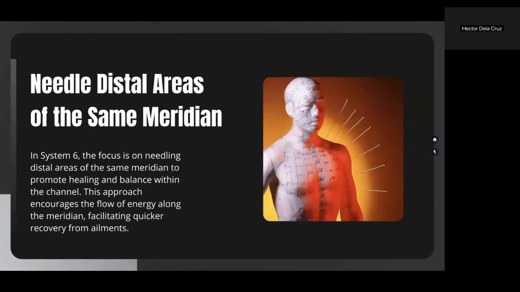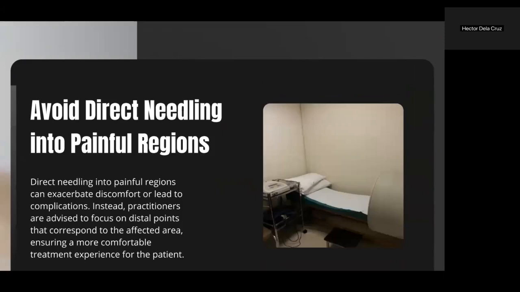In System 6, the focus is on needling distal areas of the same meridian to promote healing and balance within the channel. This approach encourages the flow of energy along the meridian, facilitating quicker recovery from ailments.